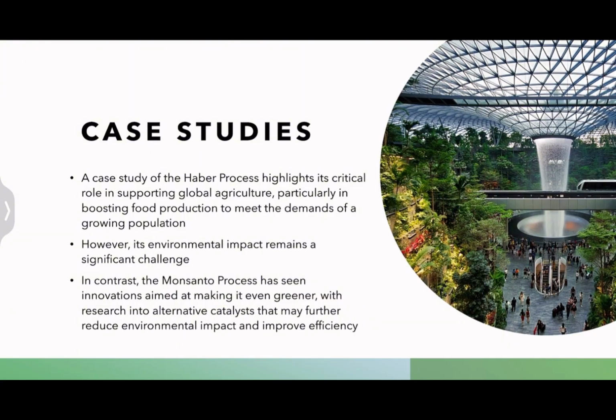A case study of the Haber process highlights its critical role in supporting global agriculture, particularly in boosting food production to meet the demands of the growing population. However, its environmental impact remains a significant challenge to tackle. In contrast, the Monsanto process has seen innovations aimed at making it even greener, with research into alternative catalysts that may further reduce environmental impact and improve efficiency.